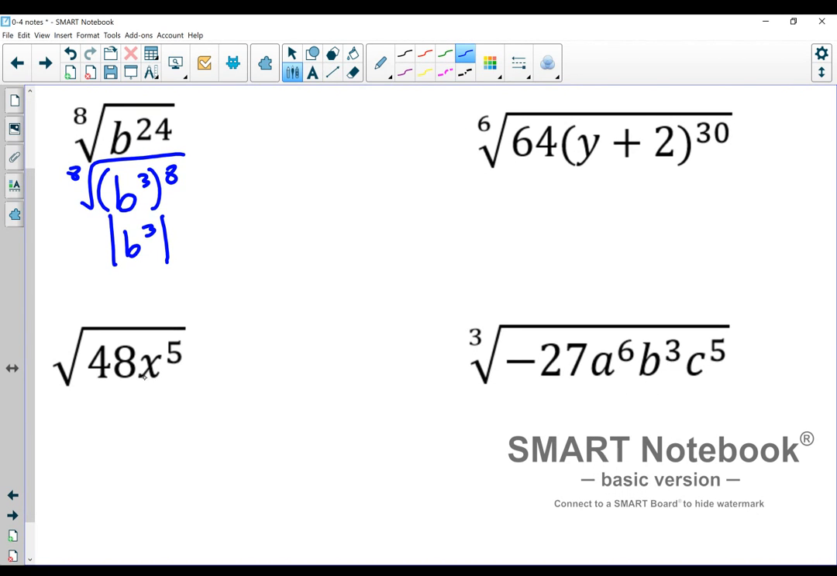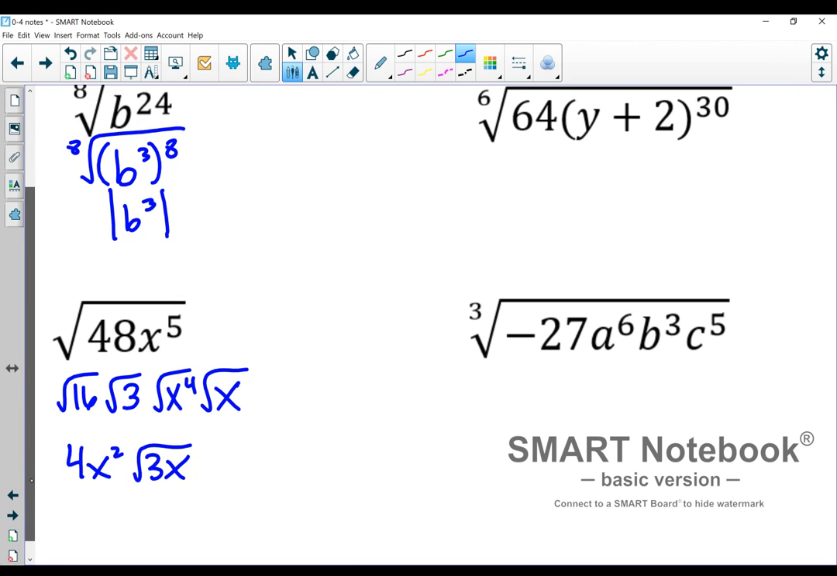On the next one, 48x to the 5th. So often we've broken this down. 48 is 16 times 3. So 16, 3. X to the 5th could be square root of x to the 4th, and then square root of another x. Square root of 16 is 4. Square root of x to the 4th would be just an x squared, because x squared times x squared gives me x to the 4th. And then I'm left with the 3 and the x inside my square root.